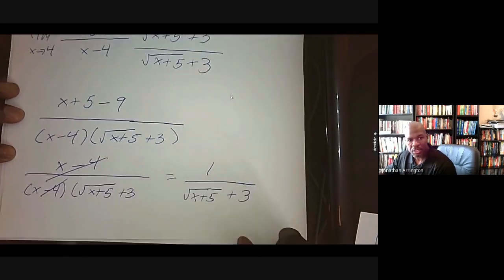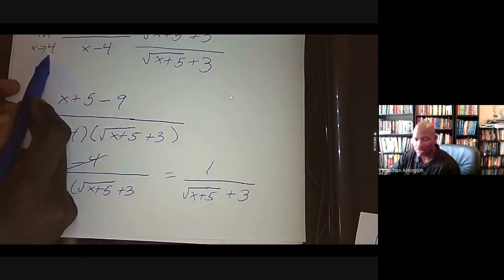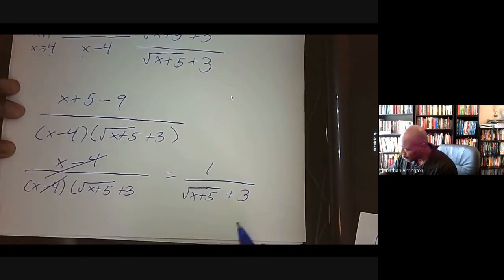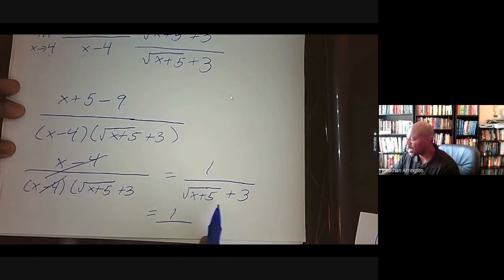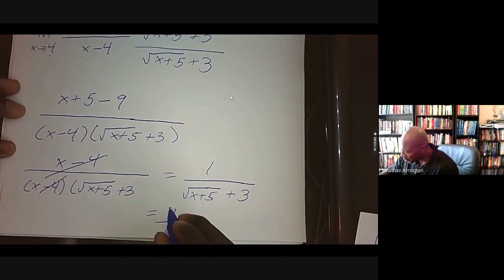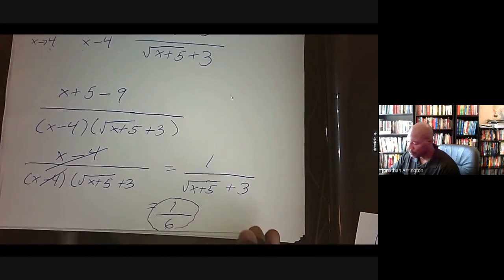And from this point, we can just plug in 4 for x. So this will be 1 over the square root of 4 plus 5, which is 9. The square root of 9 is 3. 3 plus 3 is 6. So 1 over 6. All right, that's the answer to that guy.